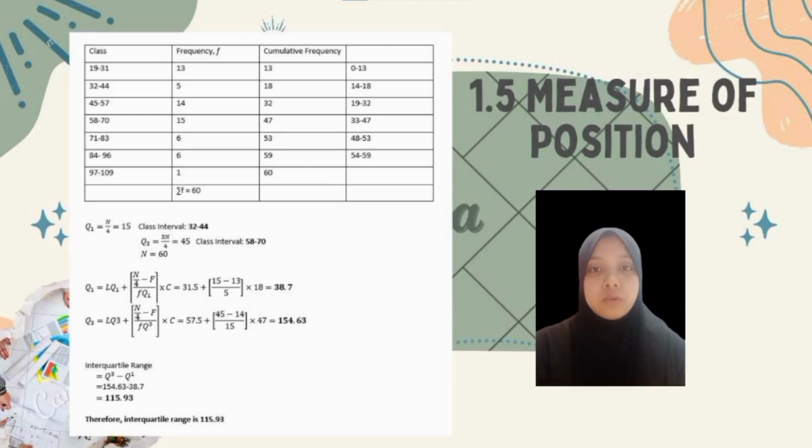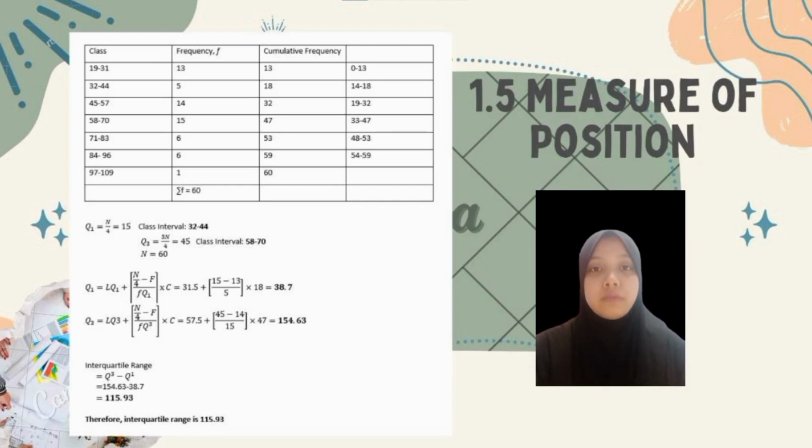The third quartile is equal to the lower boundary of the third quartile plus, in bracket, 3n divided by 4 minus the previous class frequency, divided by the frequency of the third quartile class, multiplied by the class width. So 57.5 plus, in bracket, 45 minus 14 divided by 15, multiplied by 47, equals 154.63.